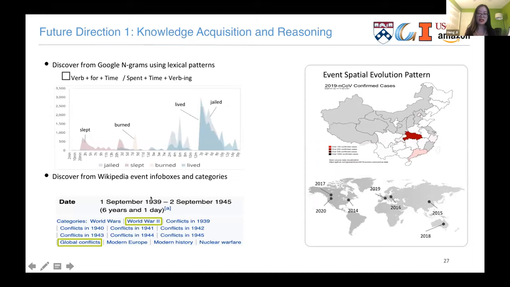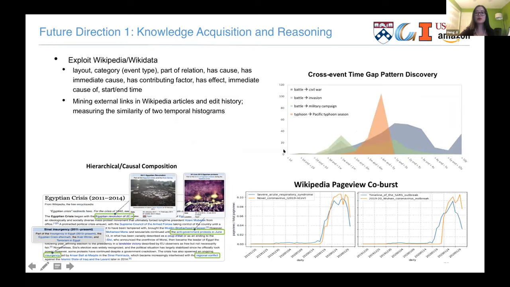And in terms of knowledge acquisition, we talked a lot about how to discover this from natural language text, but we also have gigantic semi-structured databases like Wikidata, DBpedia, Google Ngrams, and Yago. We should try to take advantage of the layout, the infoboxes, and the properties, and discover some patterns. For example, we can find temporal relations and spatial relations, and from Google Ngrams we can discover some properties, for example, the duration of these events. We can also look into Wikipedia page views, so that if two events always co-burst, that means there is some implicit association between them.